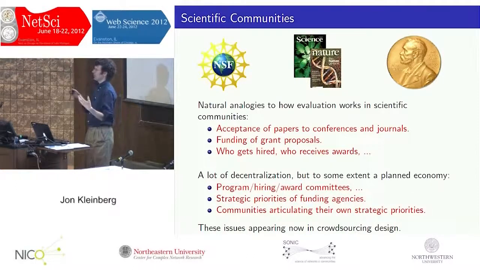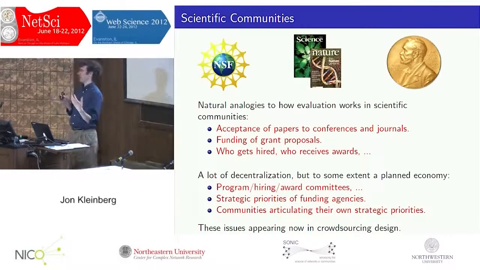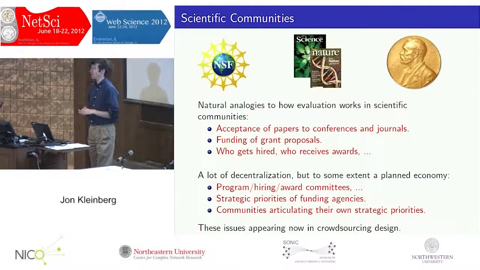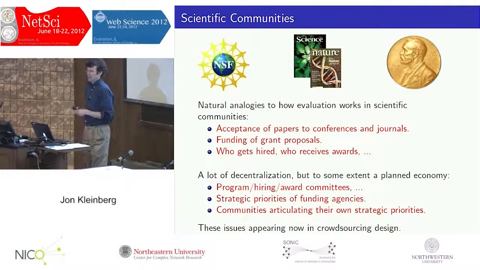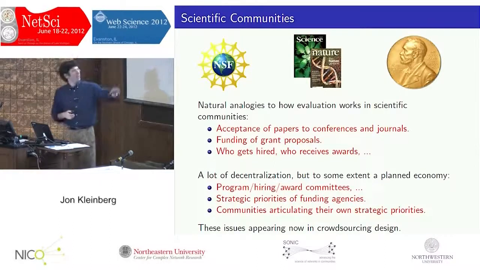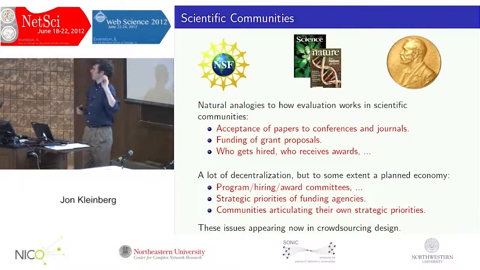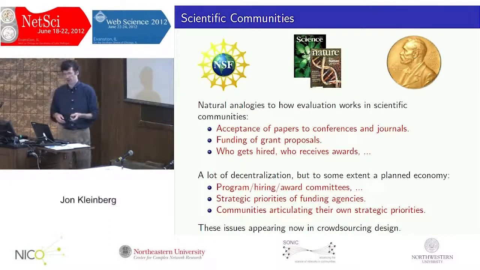And although it's decentralized, to some extent, science is sort of a planned economy, right? Committees really do sit down and try to decide who's going to get funded. They sit down and decide what papers will get accepted. They form prize committees and decide who gets prizes. They are trying to actually articulate priorities for the area. Right? And so obviously these show up in online crowdsourced systems, but you would argue they also show up in this massive offline thing that we call science.